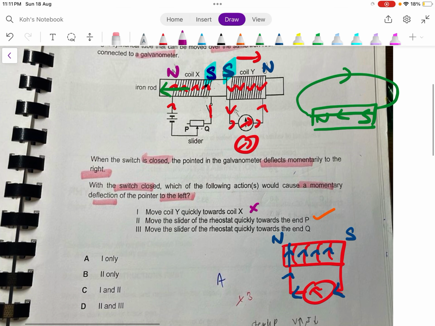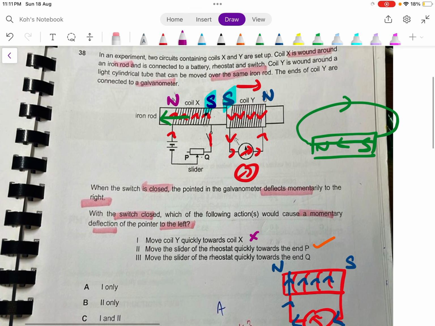Number two, they say move the slider of the rheostat quickly towards P, meaning the slider is like that. So you can see it. So now the current needs to flow more in the rheostat, right? Meaning that the current will decrease, because when you move your slider towards P, your resistance actually increases. Because you look at how the current flows, right? The current is going to flow like that, then through the whole of this rectangle. So it means that the current must decrease.